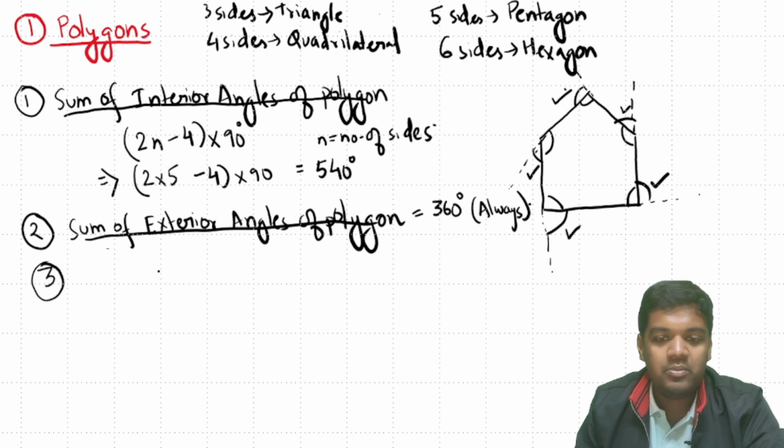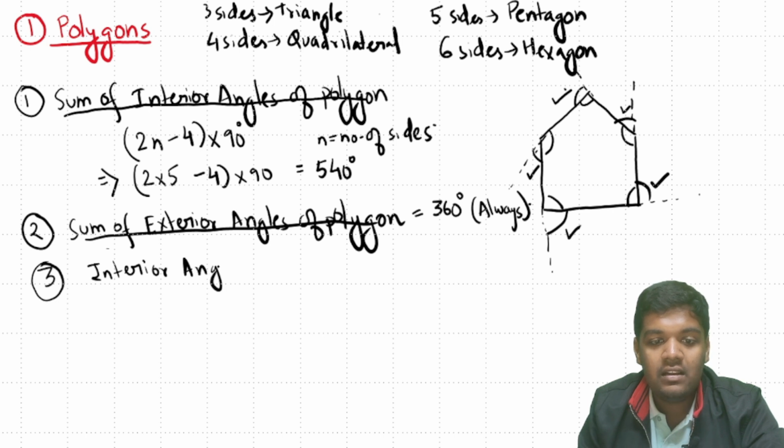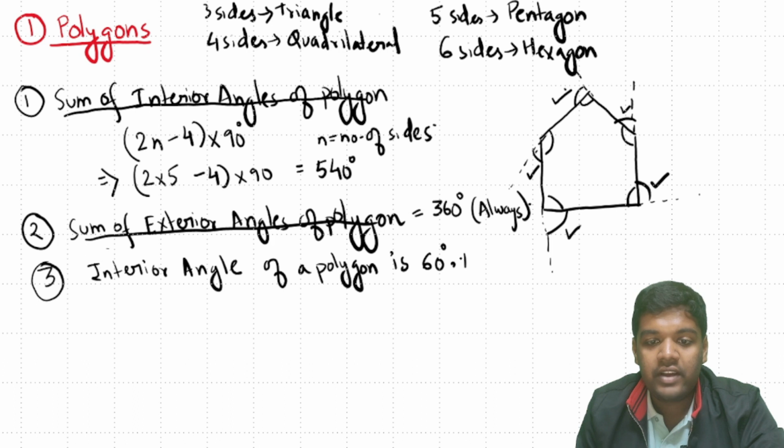One more trick is there. So it's rather a property as well. So if we are given a measure of an interior angle or exterior angle, and we have to determine what are the number of sides of a polygon. For example, if say interior angle of a polygon is 60 degrees, find number of sides.